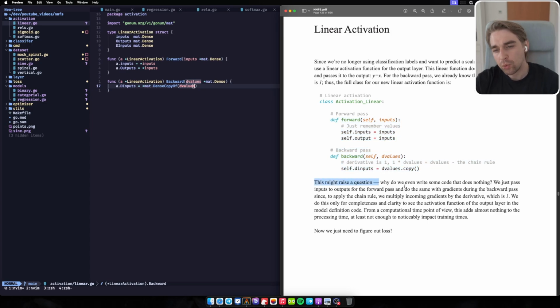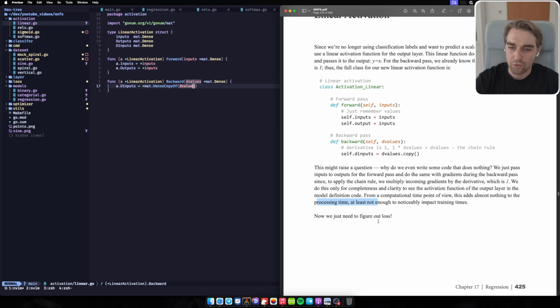It might raise the question, why do we even write some code that does nothing? We just pass inputs to outputs for the forward path and do the same with the gradients during the backward path. To apply the chain rule, we multiply the incoming gradients by the derivative, which is 1. We do this only for completeness and clarity, to see the activation function of the output layer in the manual definition. From a computational time point of view, this adds almost nothing to the processing time, at least not enough to noticeably impact the training times.